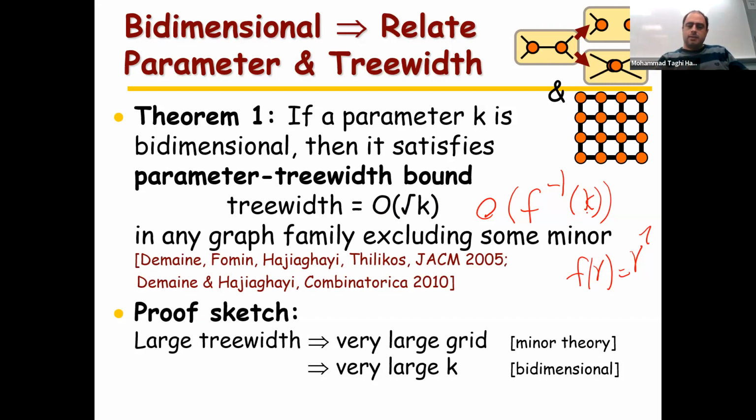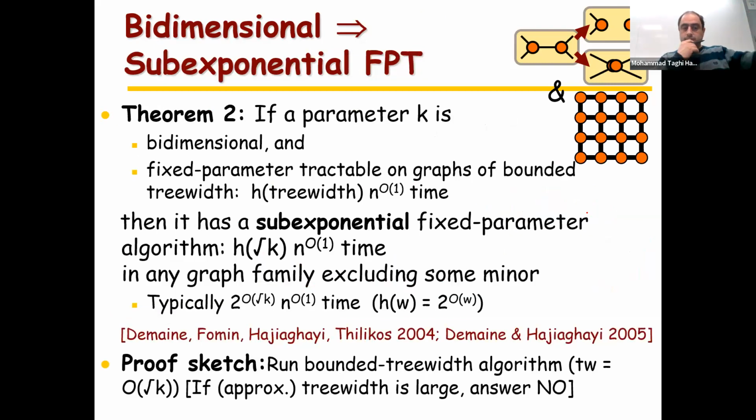And again, the idea was simple: if you have a large treewidth, because of the graph minor theory, we know that we have a very large grid, and then it means that you should have very large k. So in some sense, the treewidth should be bounded by this k. And this is very important, and we will talk about it. So this is essentially the base of bidimensionality. Again, it was simplified a lot from the previous works, but this is the nicest one essentially.